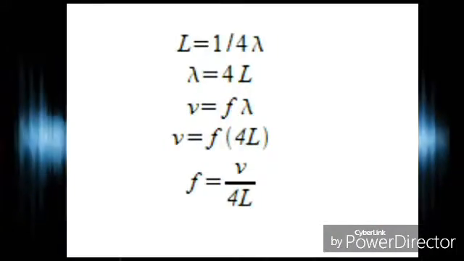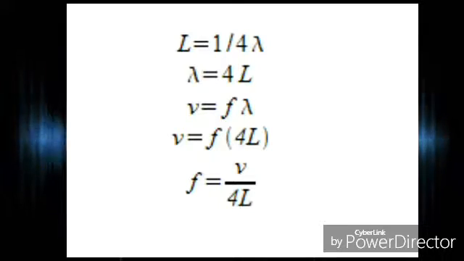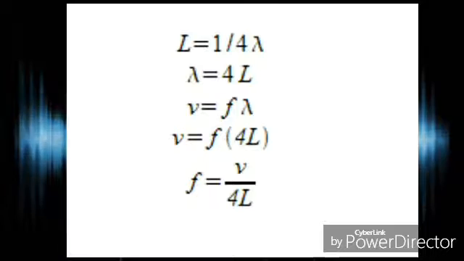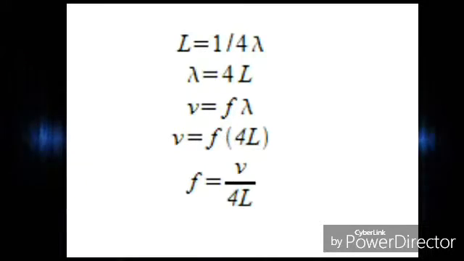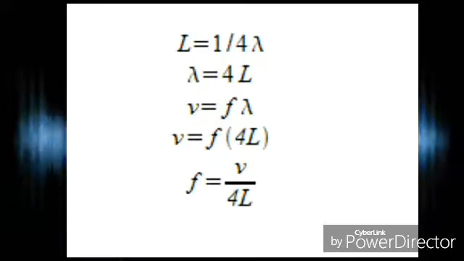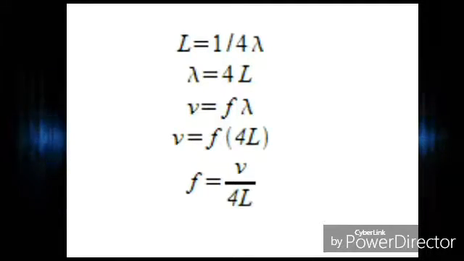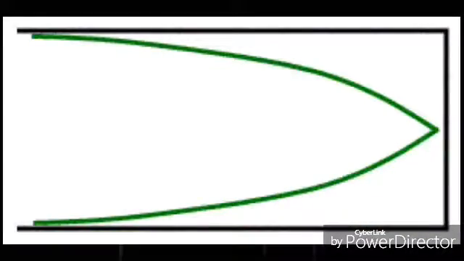Length equals 1/4 multiplied by wavelength. Wavelength equals 4 multiplied by length. Speed equals frequency multiplied by wavelength. Speed equals frequency multiplied by 4 times length. Frequency equals speed divided by 4 times length. When the wave reaches the closed end, it is going to be reflected as an inverted wave. Going from the air to whatever the pipe is made of is a pretty big change, so this is what we would expect. This would look like this figure.